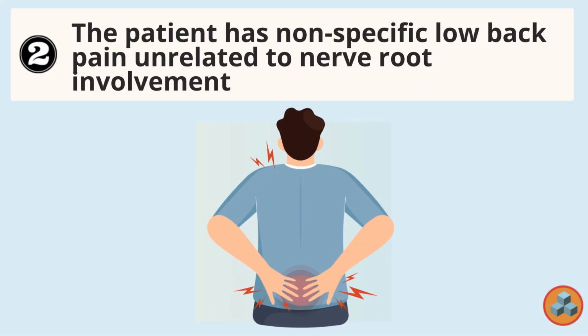Option 2. The patient has nonspecific low back pain unrelated to nerve root involvement. Nonspecific low back pain is a broad category that describes localized back discomfort without a clearly identified structural cause. It typically presents as pain in the back itself, maybe with some local muscle guarding or stiffness. Here's the problem with this option. The patient has symptoms radiating all the way down the posterior thigh and into the calf. That's a radicular pattern, and those symptoms are being reproduced by neural tension tests. Nonspecific low back pain doesn't behave this way. This option doesn't fit the clinical picture.